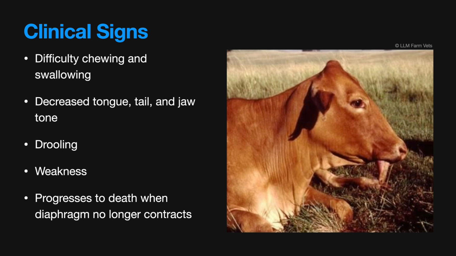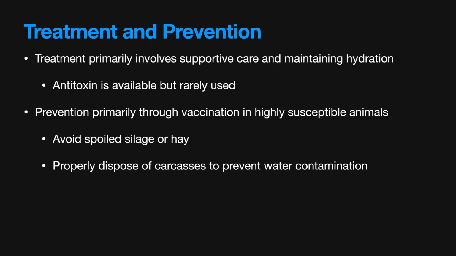Clinical signs of botulism include difficulty chewing and swallowing, decreased tone in the tongue, tail, and jaw, drooling, and weakness. This disease also progresses to death when the diaphragm no longer contracts appropriately. Treatment primarily involves supportive care and maintaining hydration. There is an antitoxin available, but it is very rarely used. Preventative measures focus on vaccination for highly susceptible animals, as well as avoiding spoiled feed and properly disposing of carcasses to prevent contamination of water sources.